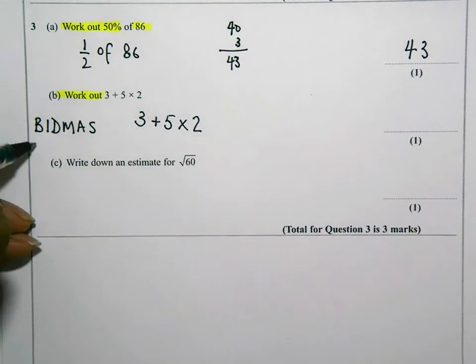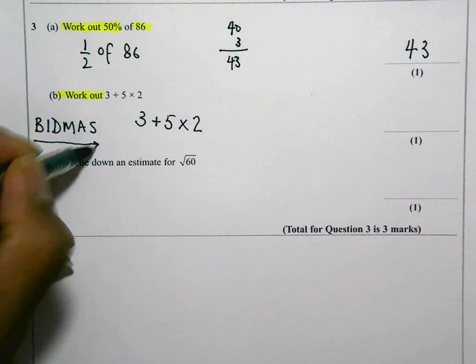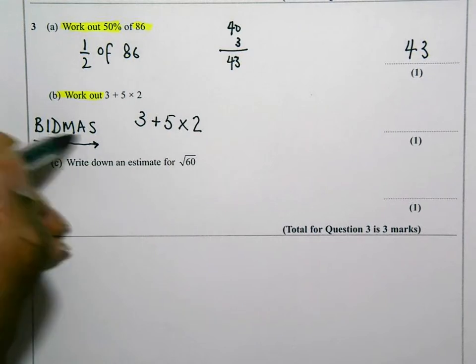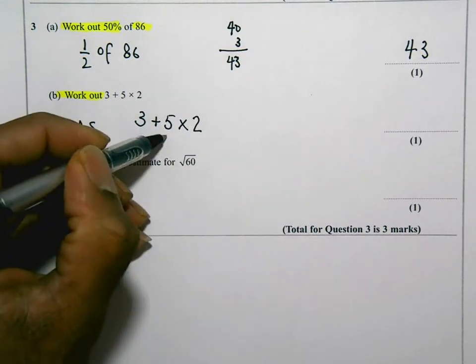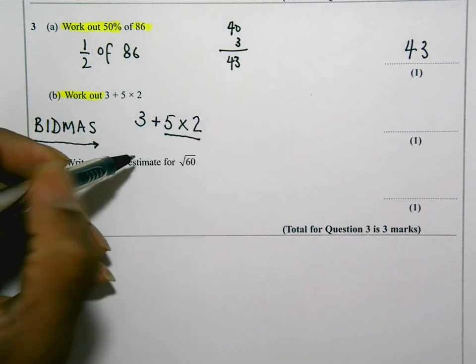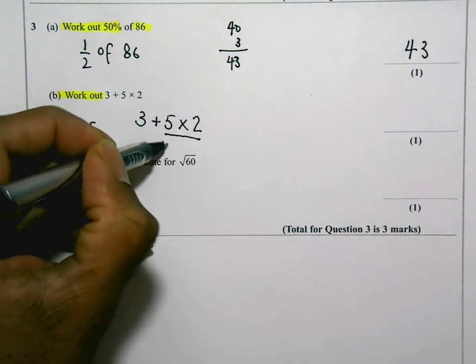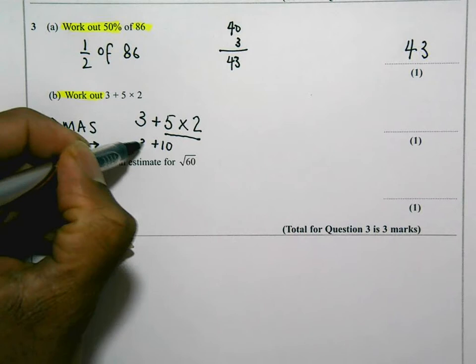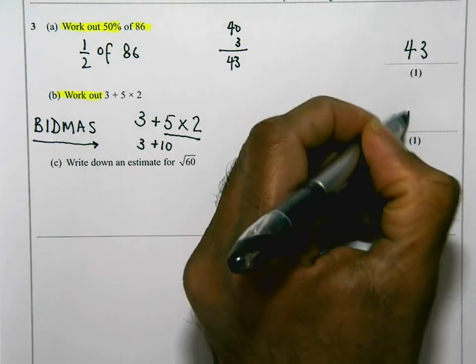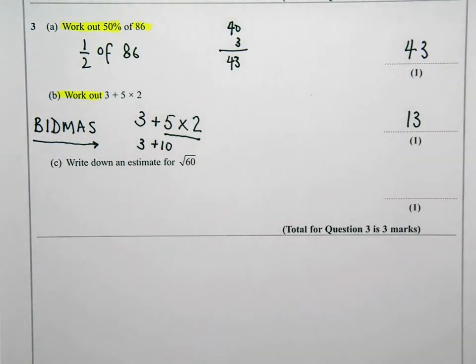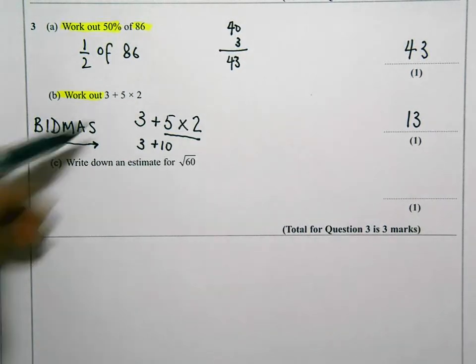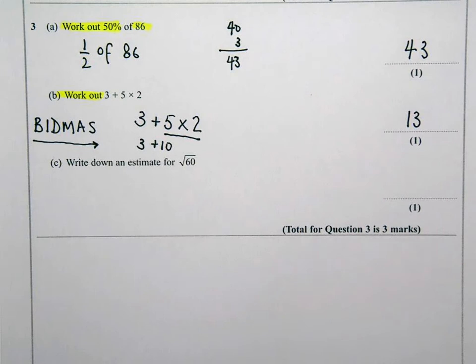And for BIDMAS, you work down the line. This says M comes before A, so multiply first. I need to work out 5 times 2, and 5 times 2 is 10. And to 10, I'm going to add 3, and so my answer is 13. This is a really popular type of question, and make sure you understand BIDMAS and how to use it with questions of this type. Then part C.